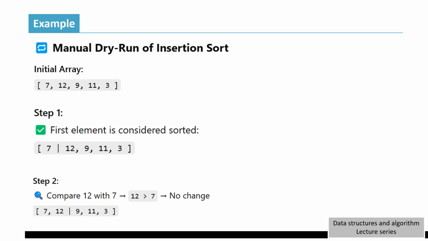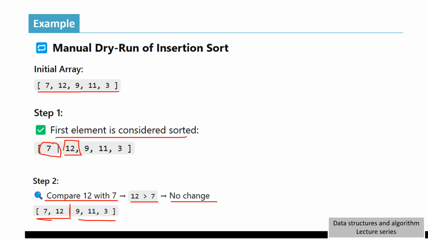Let us understand this with a suitable example, that is an initial array having the elements 7, 12, 9, 11, 3. So the first element is considered sorted. We will not do anything with 7. We will start with 12. Now next we will compare 12 with 7. As 12 is greater than 7, no changes there. Then the partition line is here, meaning this is the sorted part and this is the unsorted part.